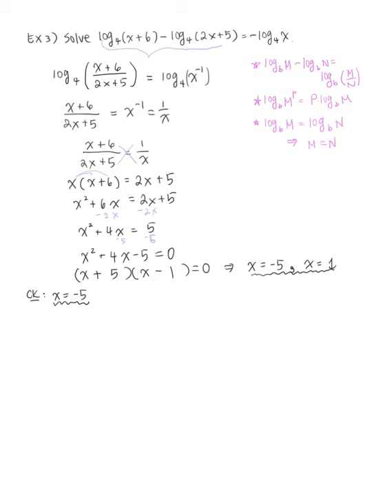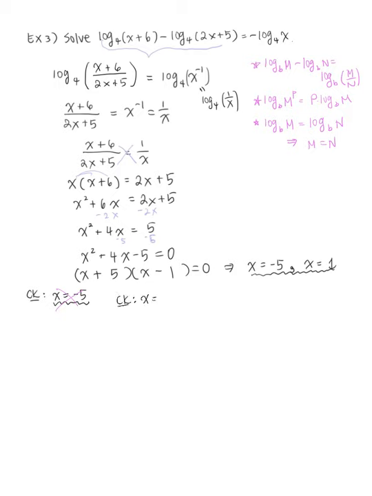I can rewrite this as log base 4 of x to the negative 1, which is 1 over x, isn't it? So if I plug in x equals negative 5 here, the argument of the log becomes negative 1 over 5, which is an illegal maneuver. So we have to toss this one away. Bye-bye.